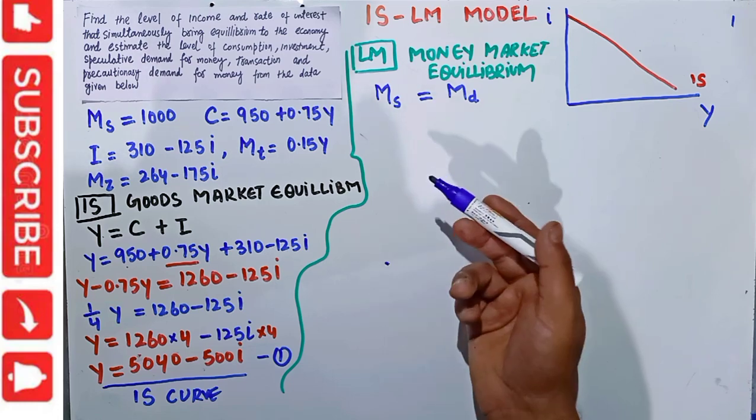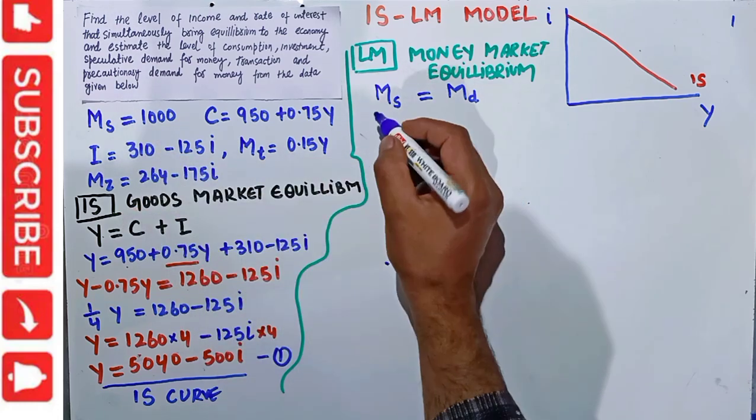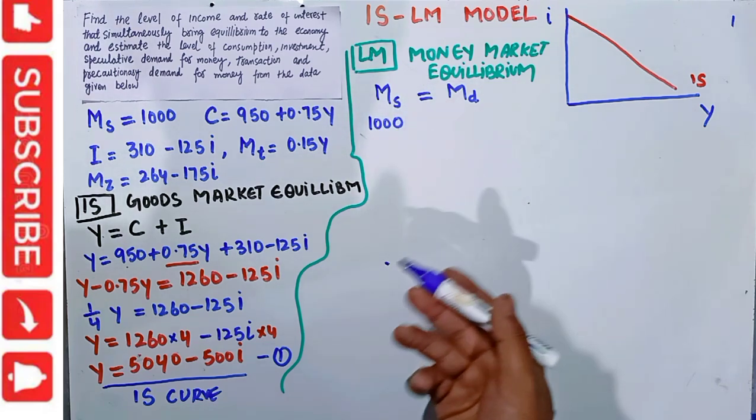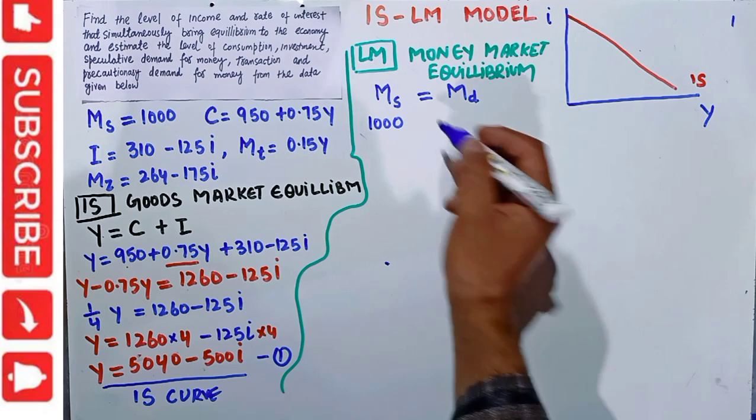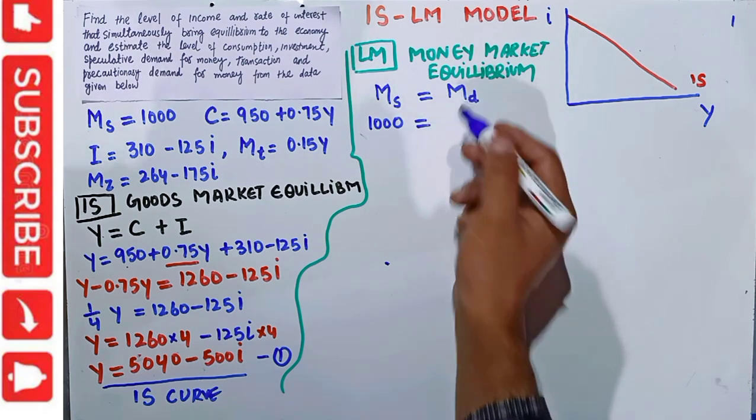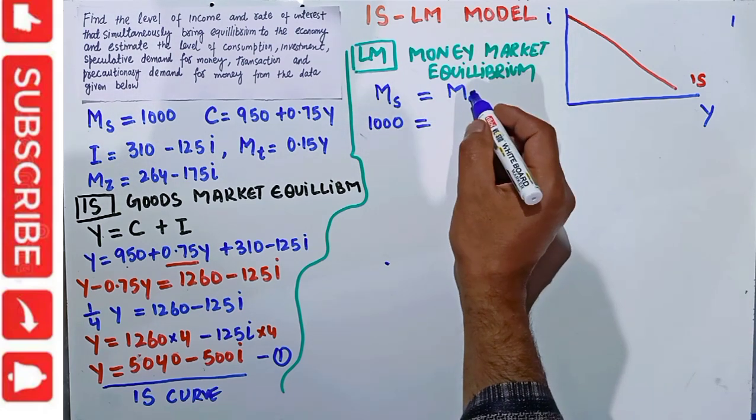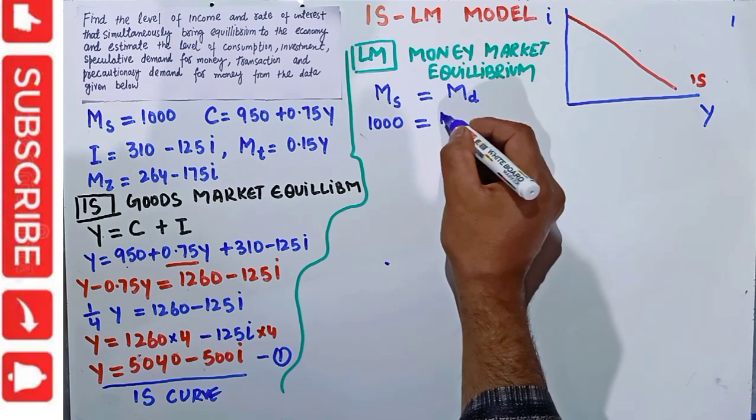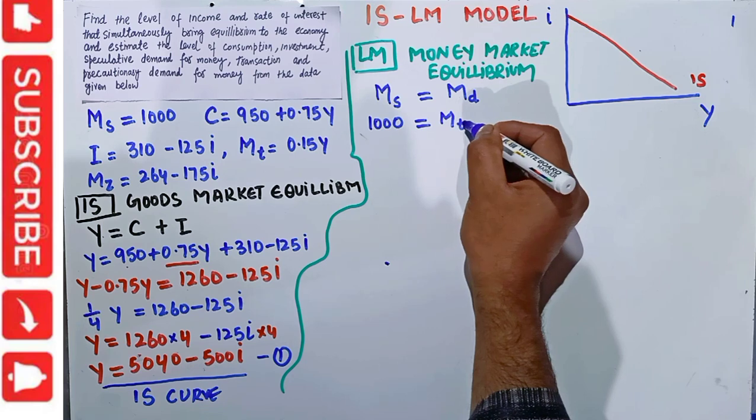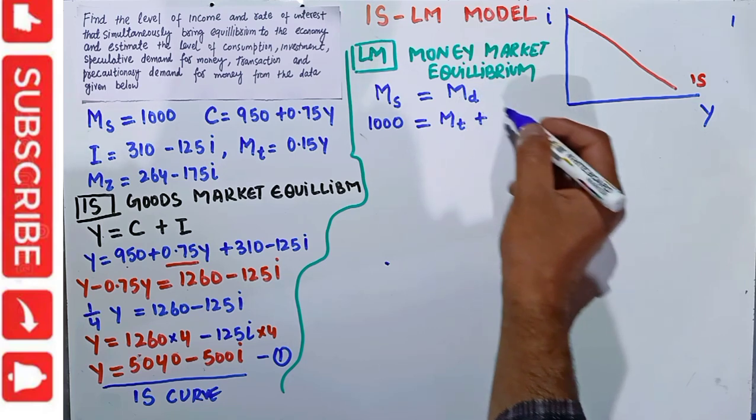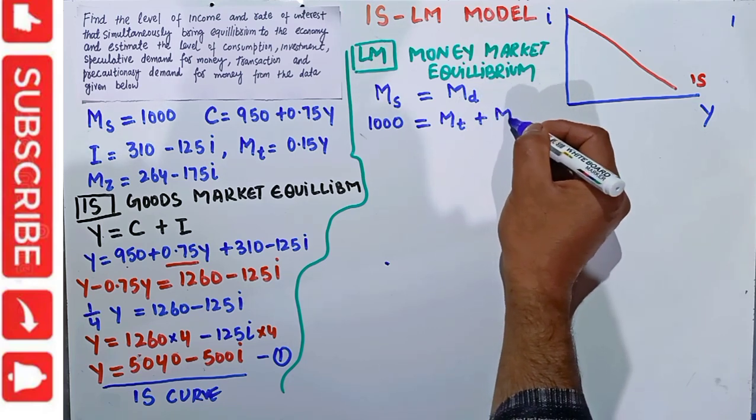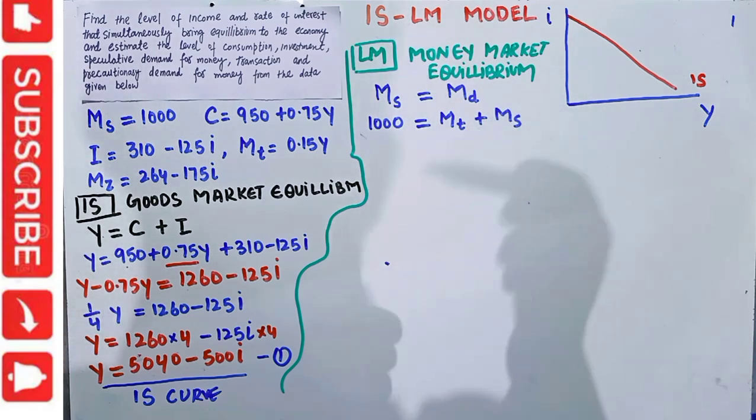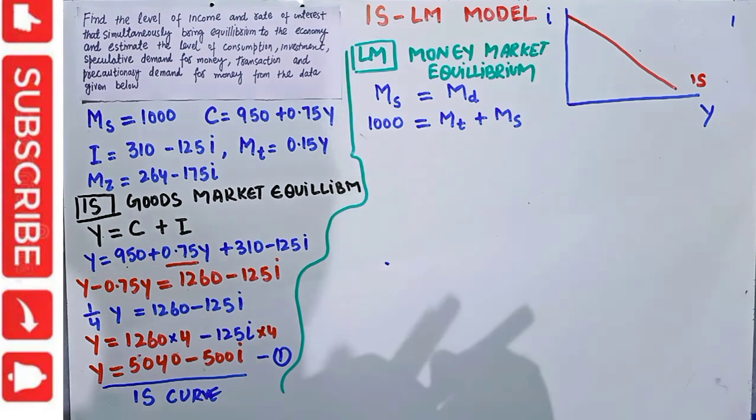Let us say supply of money is given to us as 1000 here, which is exogenously determined by the central bank of a country. And demand for money has two motives. Either it is used for transactionary demand for money, M subscript T, or it is used for speculative demand for money. So demand for money has two components, that is transactionary demand for money and speculative demand for money.